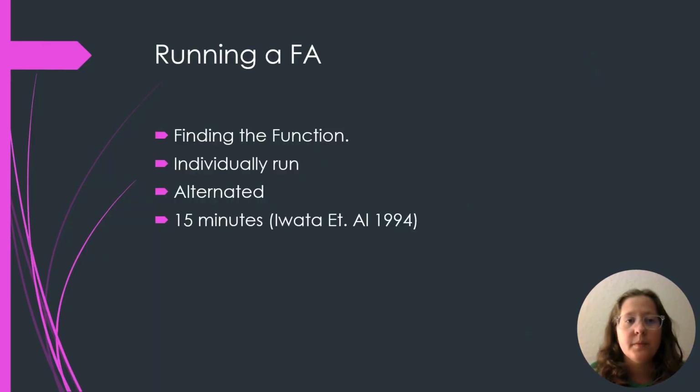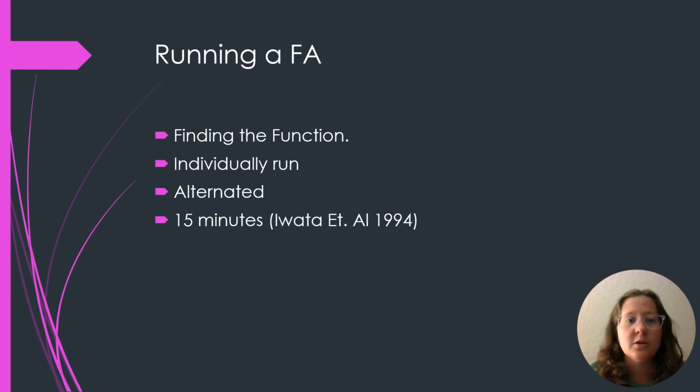Running an FA. A functional analysis is a way to determine the function of behavior that is more precise than completing an indirect assessment or completing antecedent-behavior-consequence data. Each condition is individually run to prevent crossover from other conditions. Each condition is run in alternating patterns for 15 minutes.